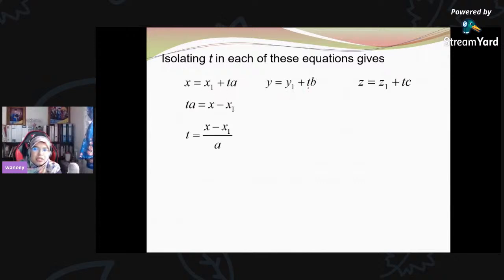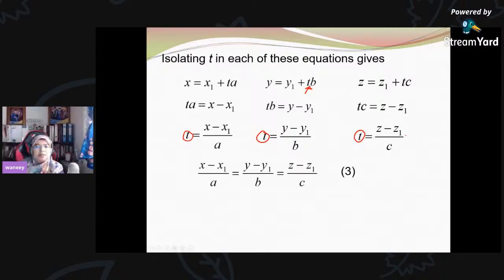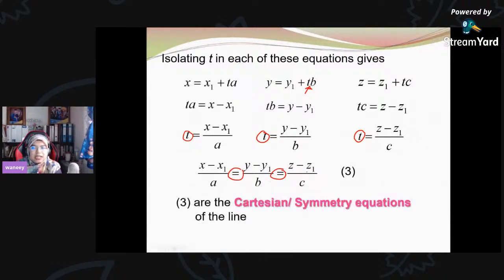And then making t as the subject over here, so it will become y minus y1 over b, and then t is equal to z minus z1 over c. So everything has a t, so I can write them down in one line where I have x minus x1 over a is equal to y minus y1 over b equal to z minus z1 over c. And this is called the Cartesian or the symmetry equation of the line.